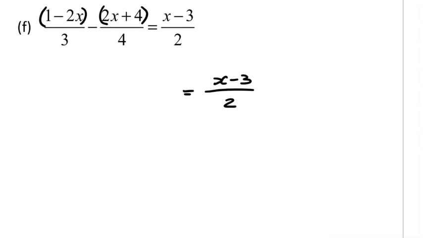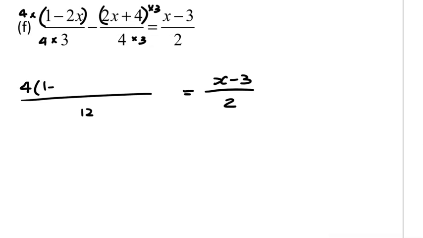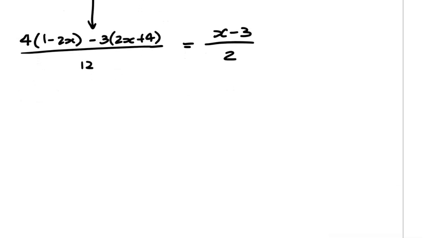Brackets around everything. Lowest common denominator is going to be 12. This negative sign has come from here. And remember, we always put the number at the front of the brackets. Now we're going to expand out the brackets, collect any like terms, leaving that left-hand side just waiting to join in a little bit later. Sorry, right-hand side.